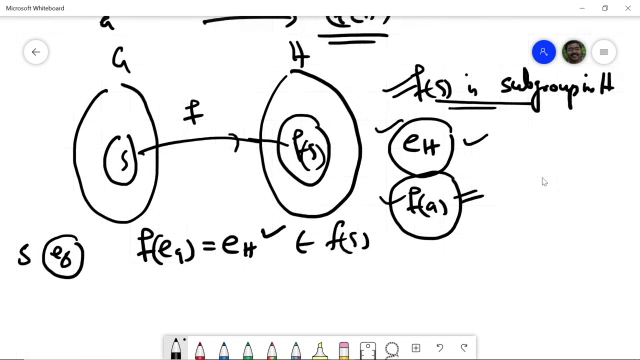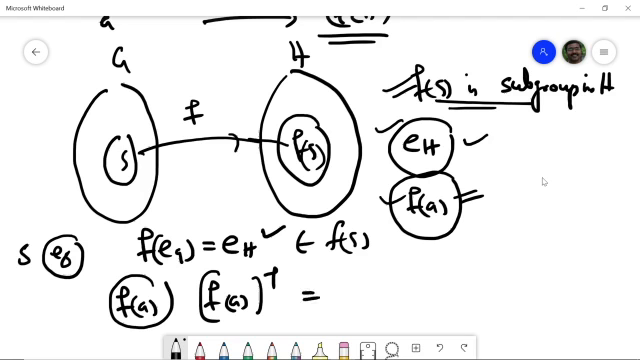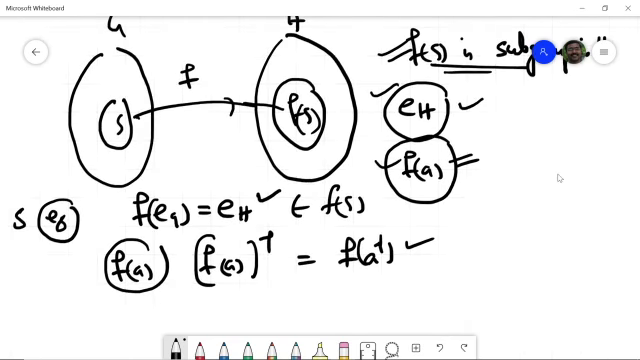Okay, now you take an element f of a in f of S. Then I have to show its inverse is there. What's the inverse of f of a? It is f of a inverse, which is nothing but f of a inverse. Already have done this in the previous result. Okay, now since f of a is there in f of S, we can say that a is there in S. That's why it came in the image set. So since a is there in S and S is a subgroup, what can I say? A inverse is there in S.